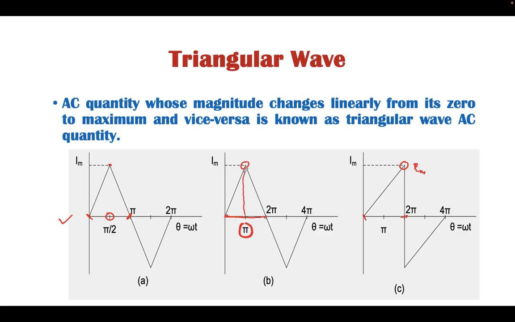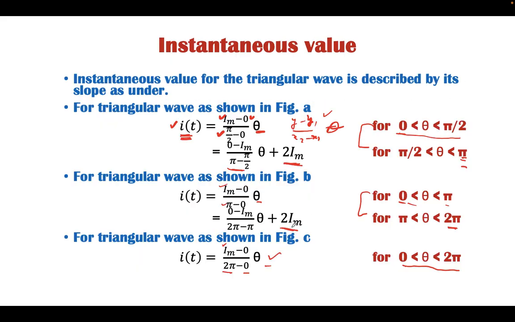Similarly, in this case, one slope is this, another slope is this. Whereas in this case, there is only a single slope varying from 0 to 2 pi. That's why for the third function we need not add 2 pi. It is satisfied with this function only.